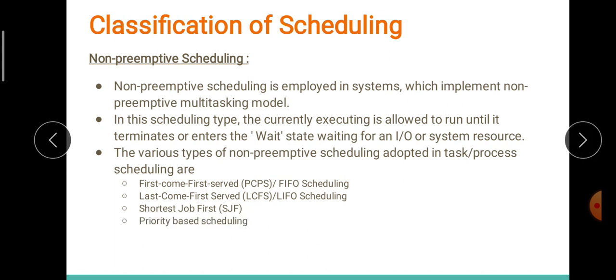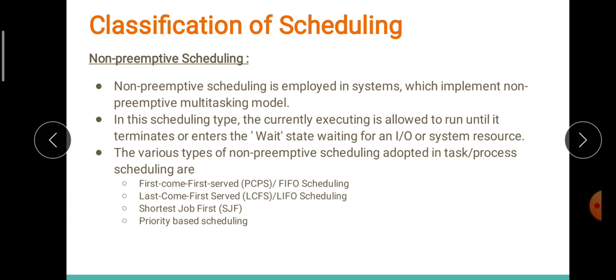And the last kind is priority based scheduling, of course based on priority. The highest priority job may be first considered, then the second highest priority, and so on. So based on these criteria, we have different types of scheduling: first in first out, last in first out, shortest job, and the priority based scheduling. All these are types of non-preemptive scheduling model, right?